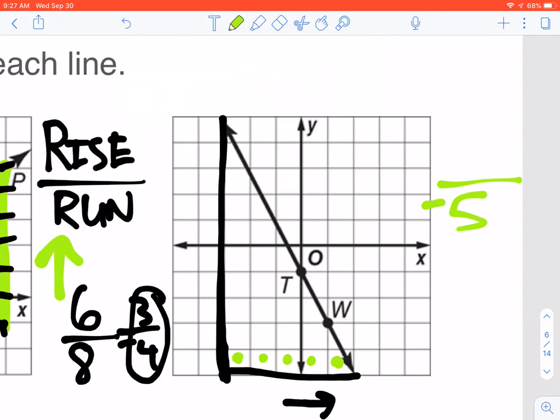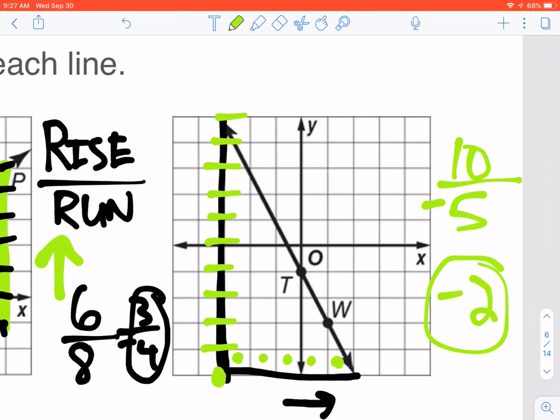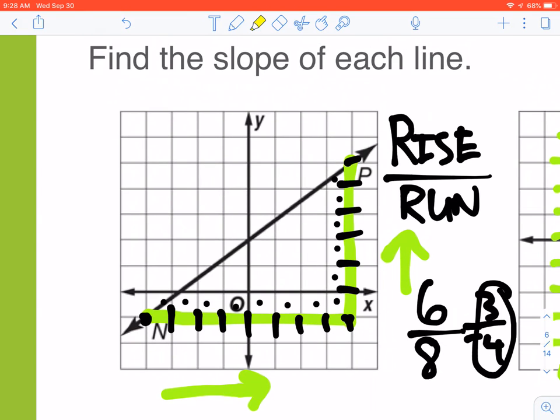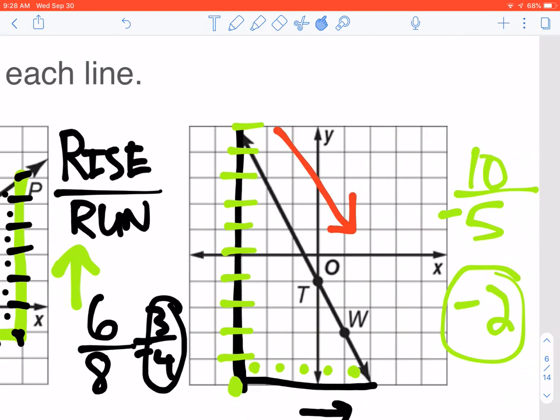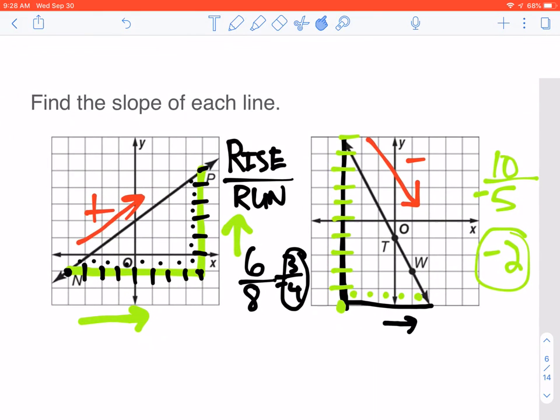And now I'm going to count the y direction. Rise: 1, 2, 3, 4, 5, 6, 7, 8, 9, 10. And so my answer would be -2. One thing we can think of, if you're thinking about a roller coaster going from left to right and I'm going down, that's negative. And if you're thinking about a roller coaster going left to right and it's going up this way, then we know it's positive. So up is positive, down is negative. Okay, so that's how you would do it on a graph, counting.